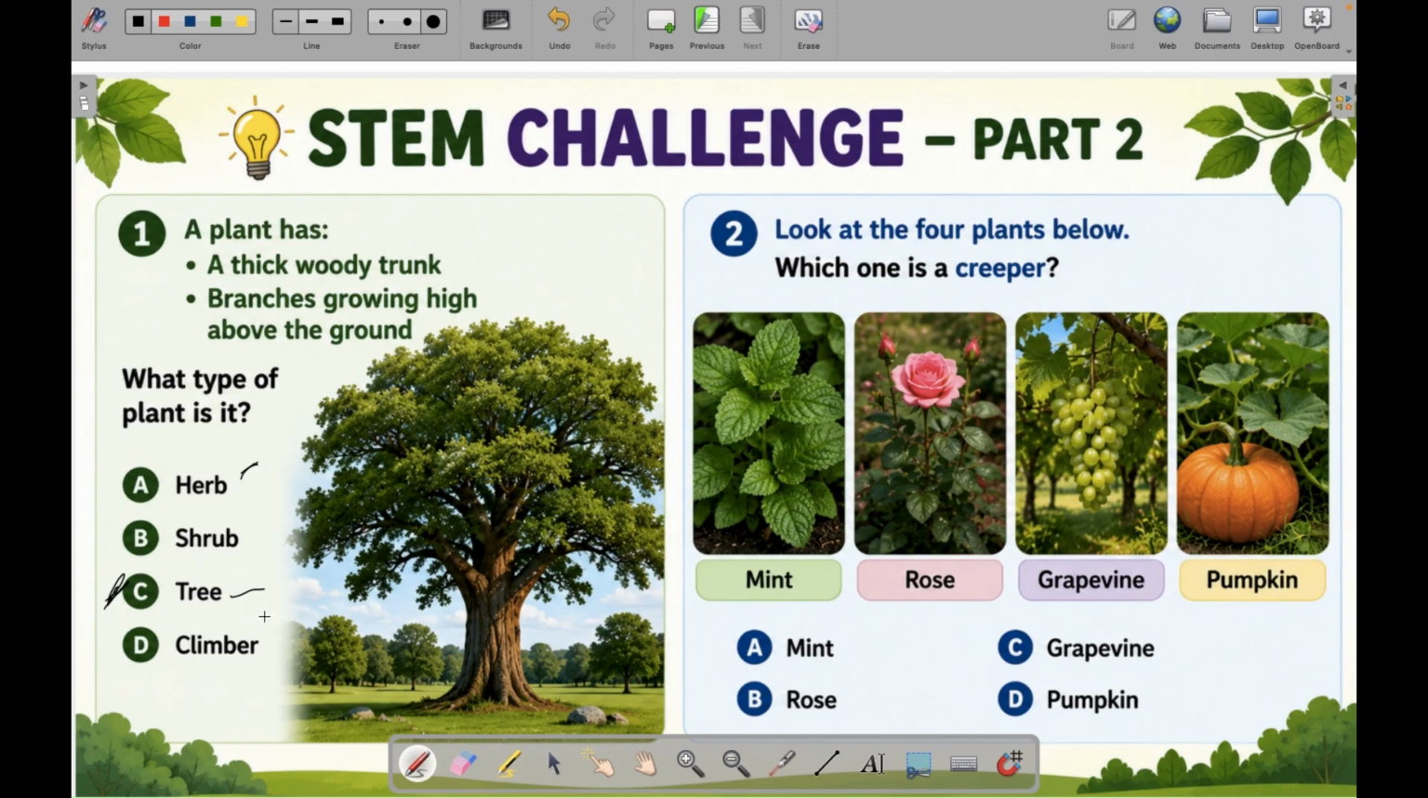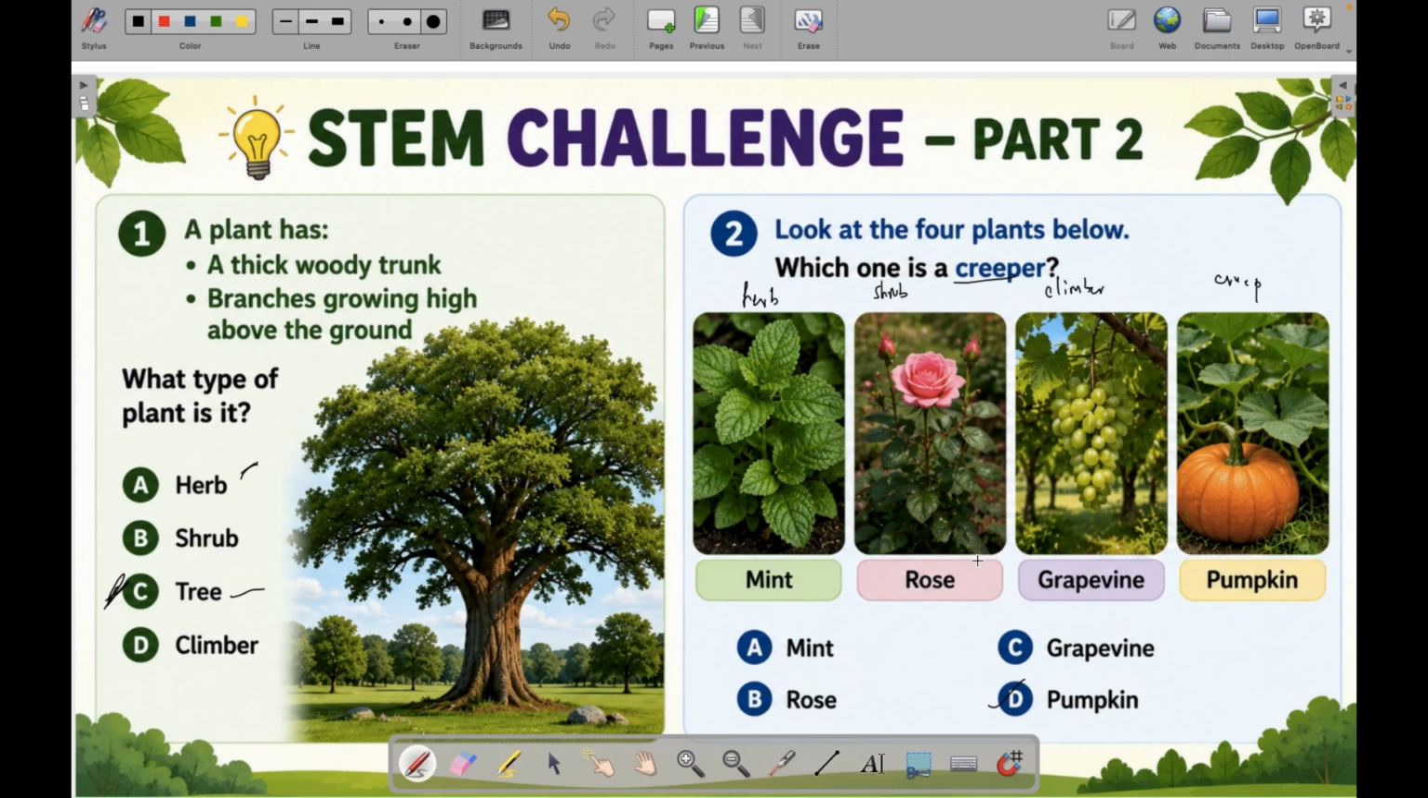Climbers, they have weak stems. Look at the 4 plants below. Which one is a creeper? So what is this? This is a herb, so very small. This is a shrub, mid-sized. What is this? Grapevine. Grapevine is a climber because it climbs. Pumpkin, watermelon, they all are creepers because they creep over the soil. So the question is asking which one is a creeper? It is pumpkin.